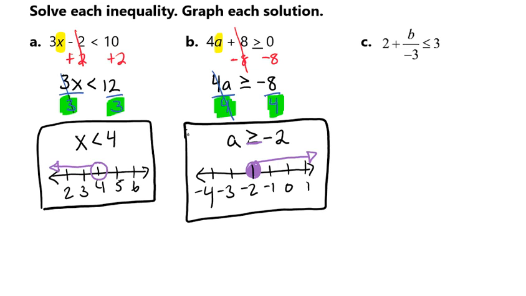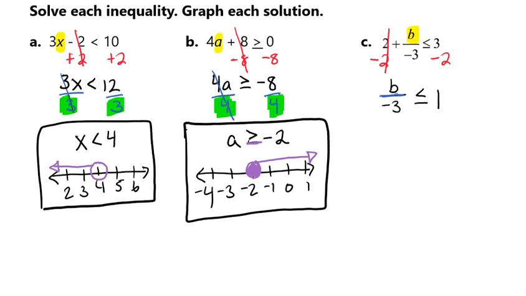Let's try another one. Here we have 2 plus b divided by negative 3 is less than or equal to 3. This is still considered a two-step equation. And we're trying to get the b by itself. Well, the first thing we need to move is the 2, because the 2 isn't up here with the b, it's by itself. So we'll get rid of that first. It's a positive 2, so we'll subtract it, because those are inverses. And that leaves us with b divided by negative 3 is less than or equal to 1.